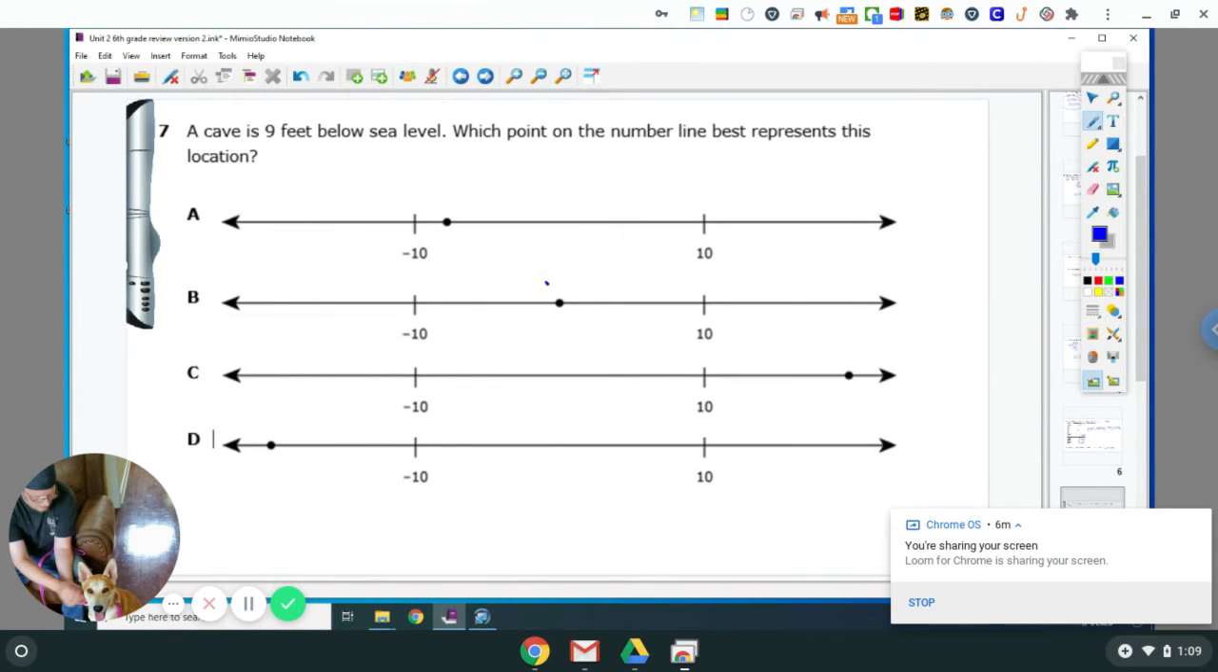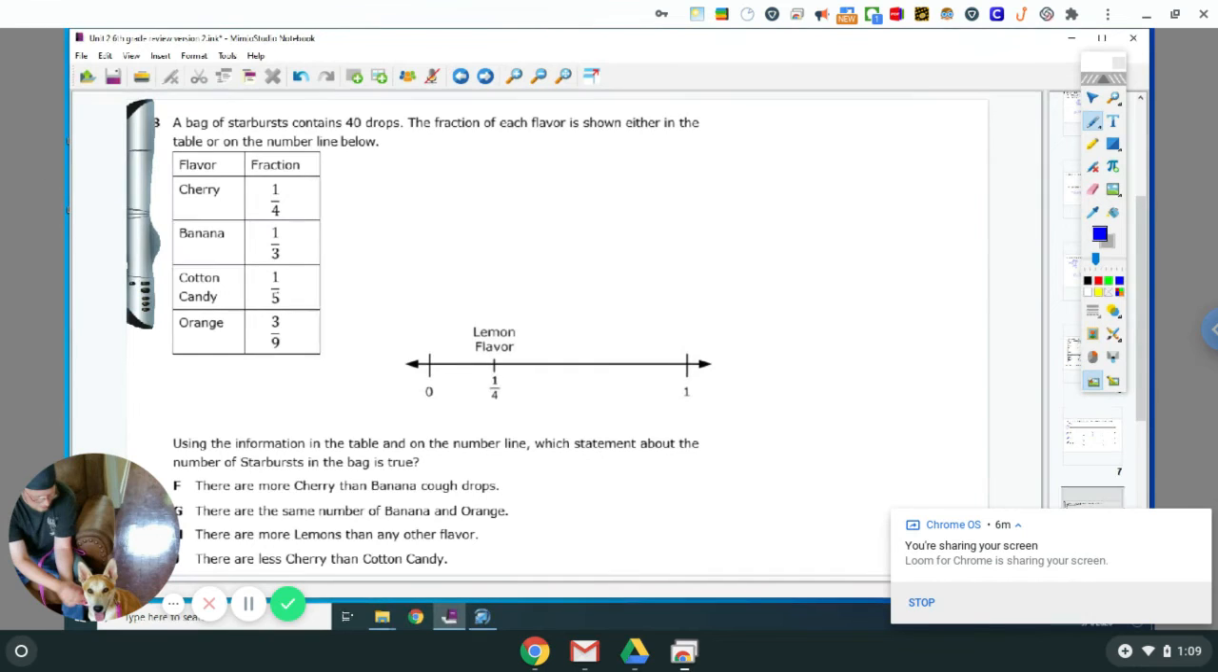So it can't be D because that's greater than 10. It can't be, that's more than negative 10. Can't be C because it says it's greater than a positive 10. B, I would imagine, is 0. And then this is the closest one to negative 10.